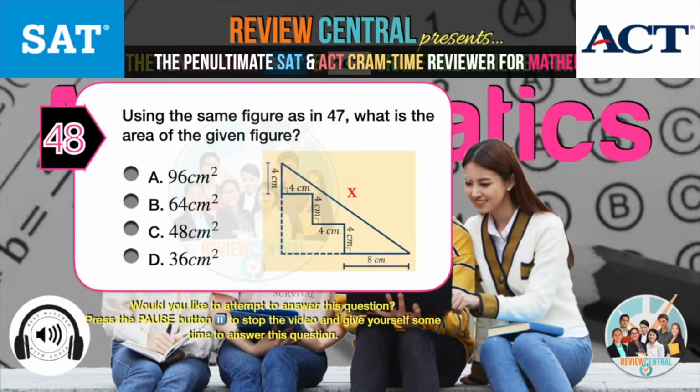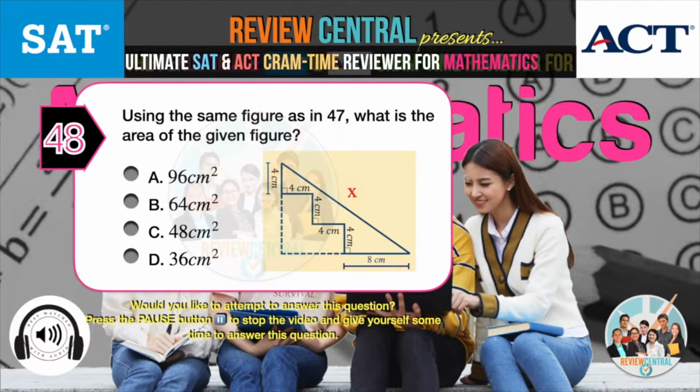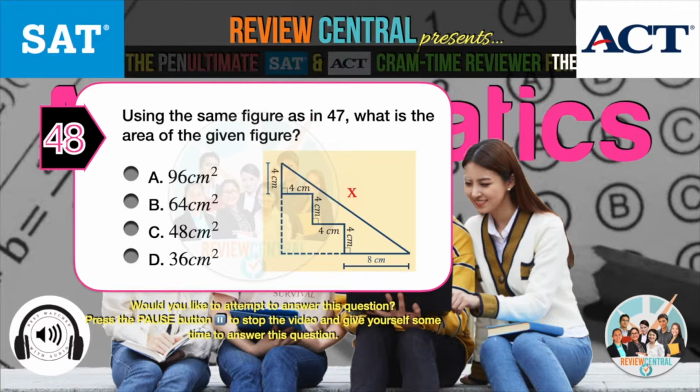Question number 48. Using the same figure as in 47, what is the area of the given figure? A. 96 square centimeters. B. 64 square centimeters. C. 48 square centimeters. D. 36 square centimeters. The correct answer is C.